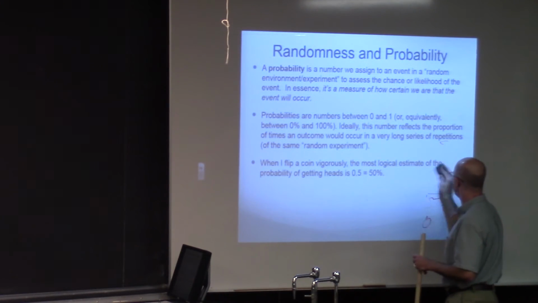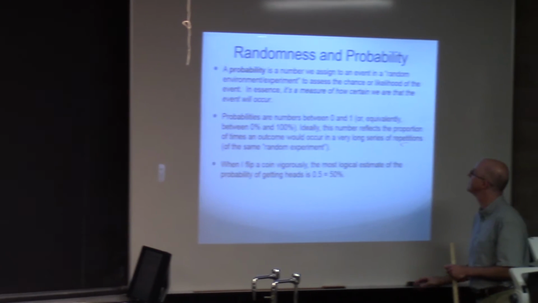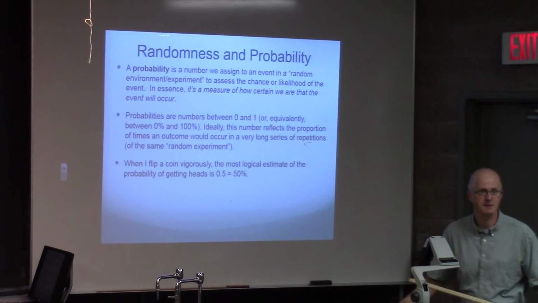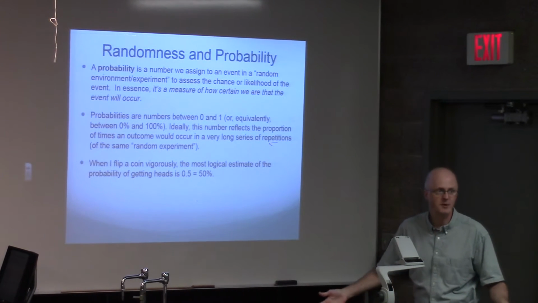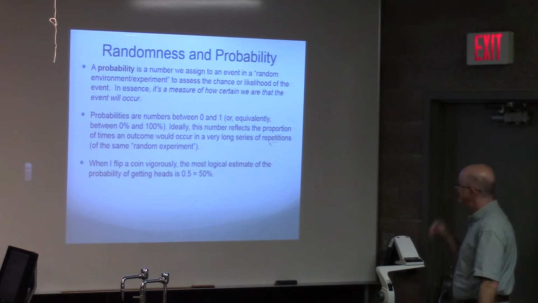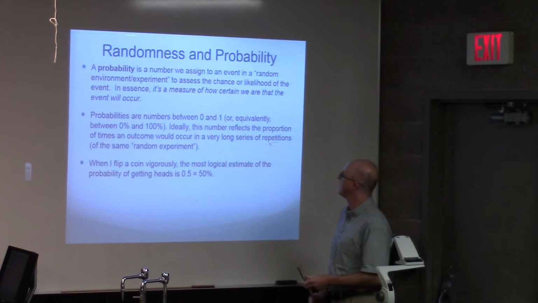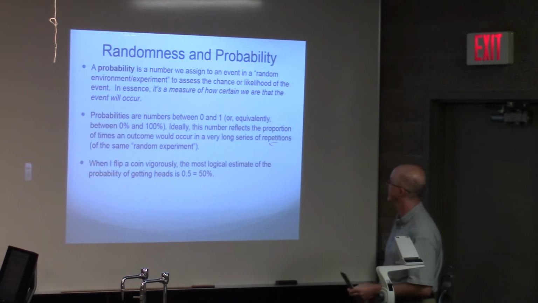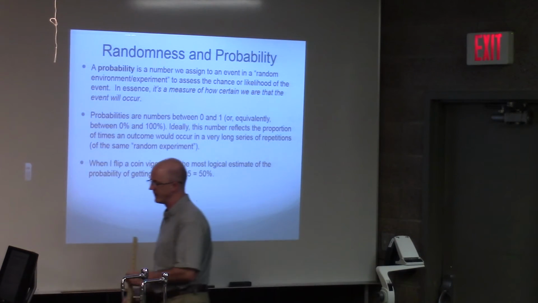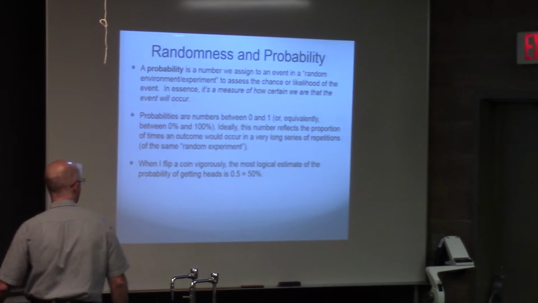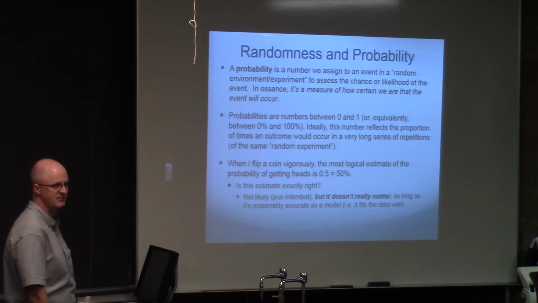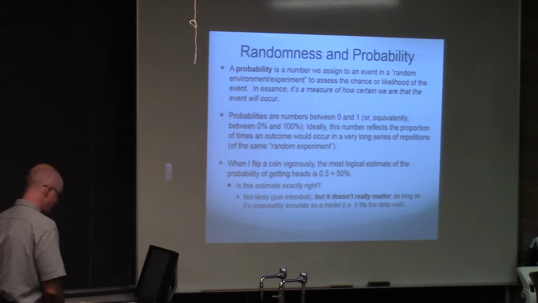Probability is a number we assign to an event in a random environment. That's a measure of how certain we are that the event will occur. You can be wrong in your assessment of the probability. You hope you're fairly close in your assessment of the chance that something will happen. It's a number between 0 and 1, or as a percentage between 0% and 100%. Again, measuring how certain you are. When you flip a coin vigorously, for example, it makes the most sense to assign a probability of heads as 0.5 or 50%, though that's not exactly right, but it doesn't really typically matter as long as it's close to right.